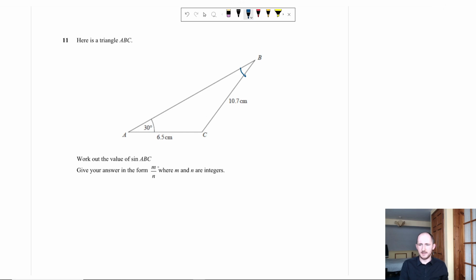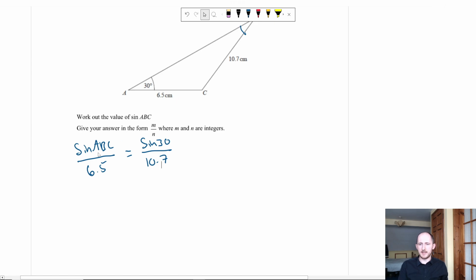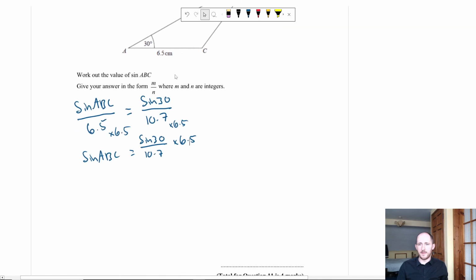So sine ABC divided by its opposite side, which is 6.5, should equal sine 30, because that's the only other angle I have, over 10.7, because it's the only other side we have. Now, for sine ABC, what this means is sine ABC is equal to, move that over there, so that would be sine 30 over 10.7 times 6.5. So again, all I've done is times both sides by 6.5, right? And we have to write this now in terms of m over n, where they're both integers.